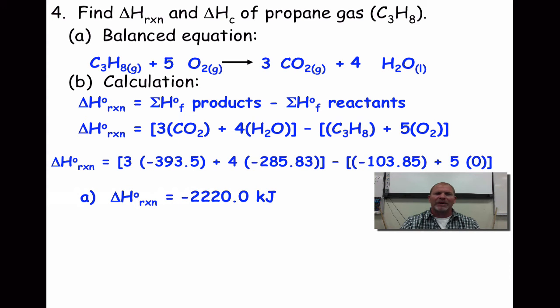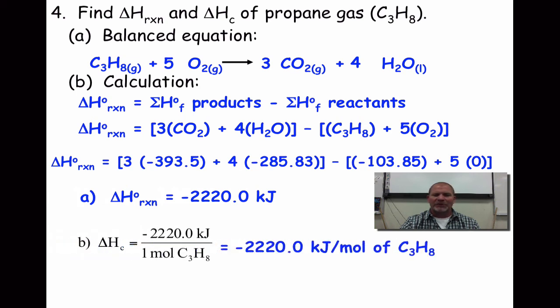But now I want to know heat of combustion for propane. Go back up to the balanced chemical equation. I see that I only have 1 mole of C3H8. 1 is understood, so I divide by 1. So numerically it stays the same, but now it became more specific because I'm now dividing by moles.